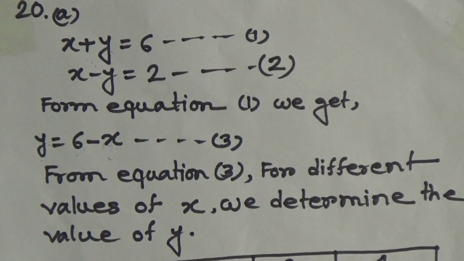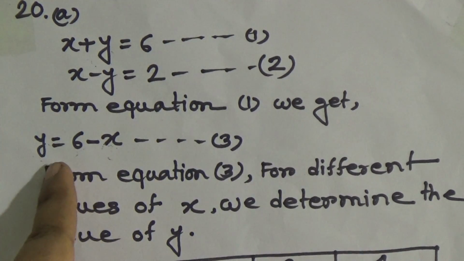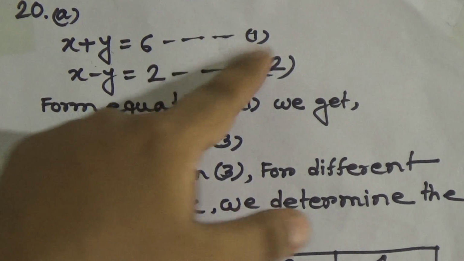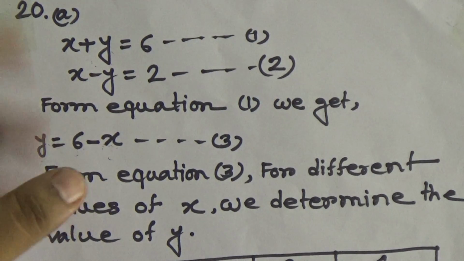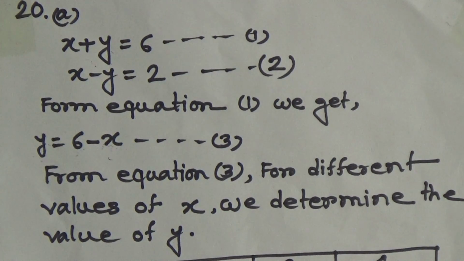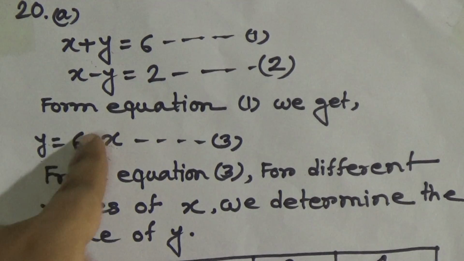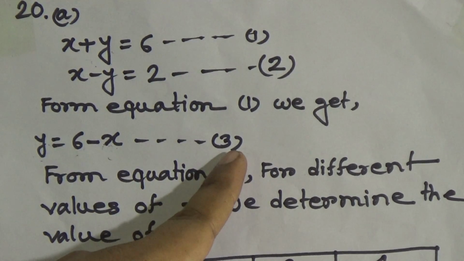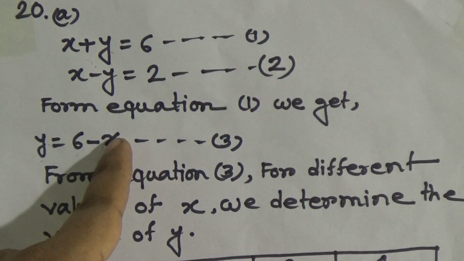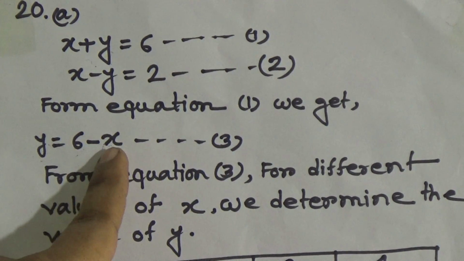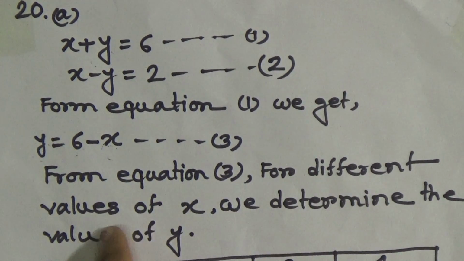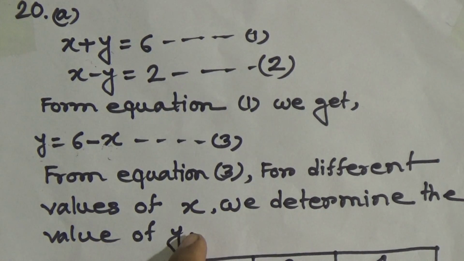Now let us consider. From equation 1 we get y equal to 6 minus x. That means at first we convert equation number 1 into one variable in terms of the other variable. Here we express y in terms of x. So y equal to 6 minus x. This is equation number 3. For different values of x, we take the values of y. So from equation 3, for different values of x, we determine the value of y.